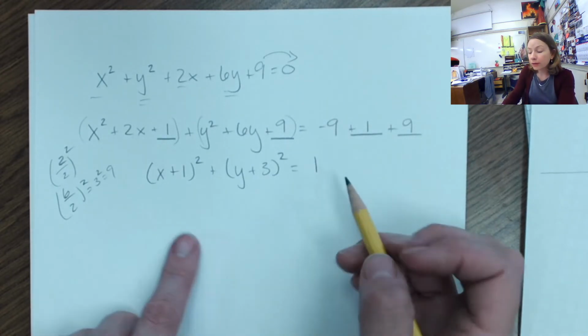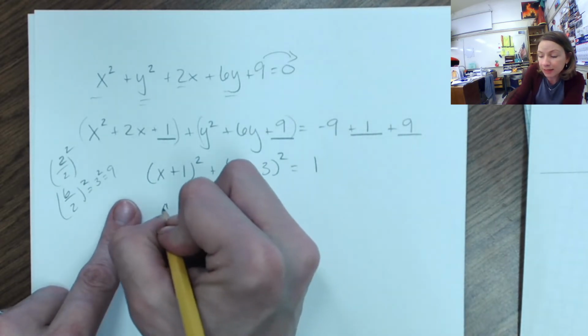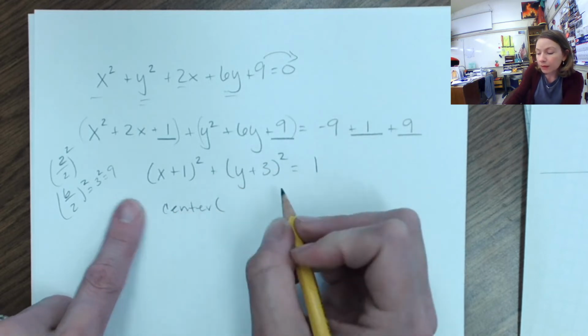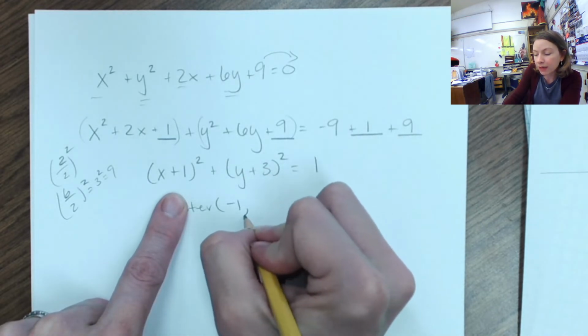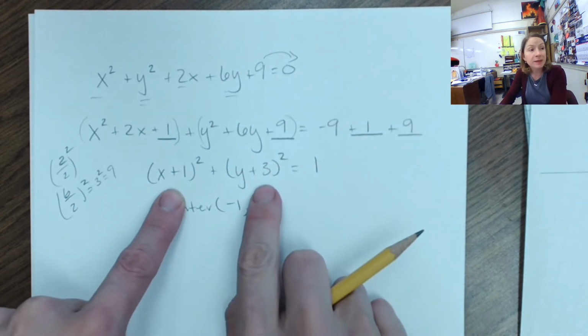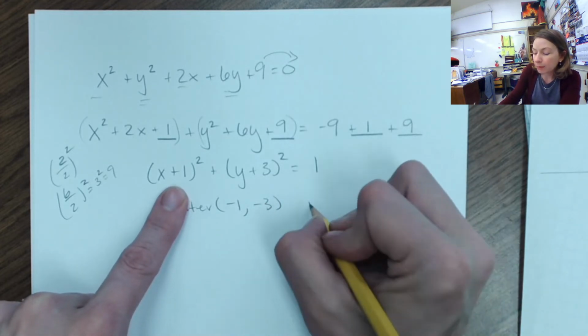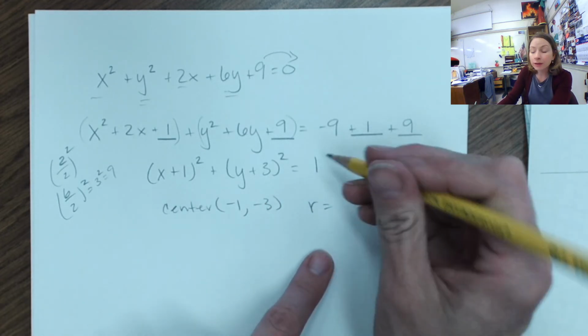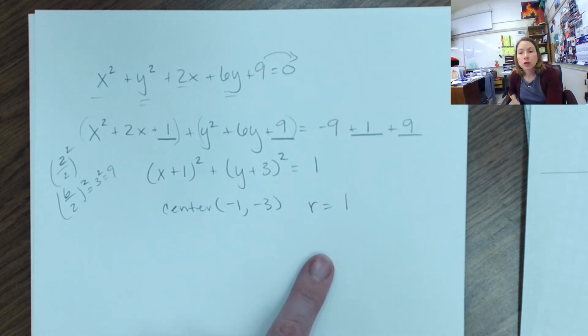Now when I look at this, I can see my center for my circle is right here. I've got a center of -1, -3. Remember, the opposite of what's in here. And my radius is the square root of 1, which is just 1. So that would be a quick and easy one to graph. Okay?